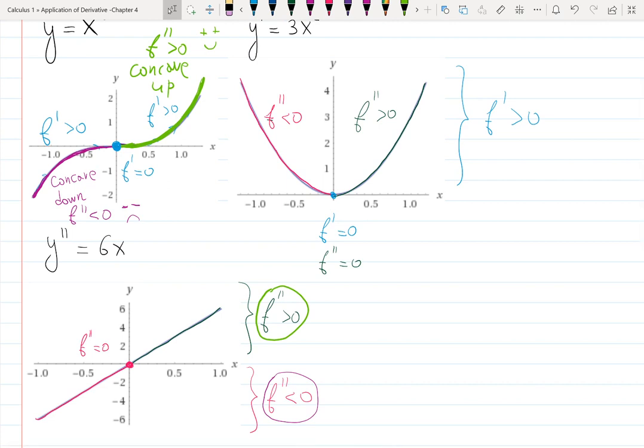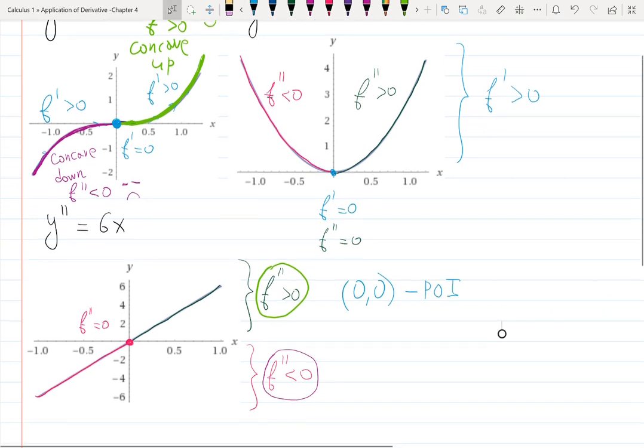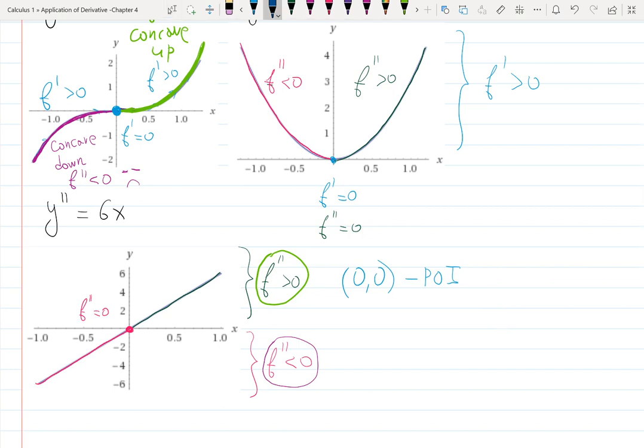Well, if this point changed the concavity from concave down to concave up, that means the point changed the sign of the second derivative from minus to plus. Then (0, 0) is a point of inflection because it changed the concavity. You can also indicate sign lines for both derivatives.